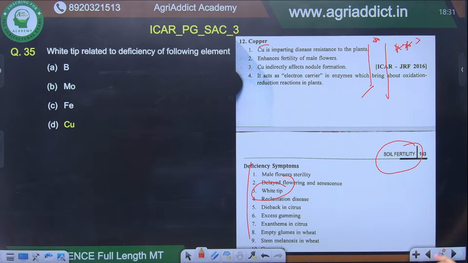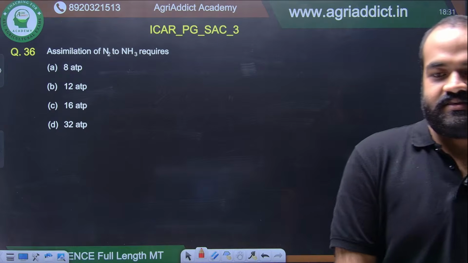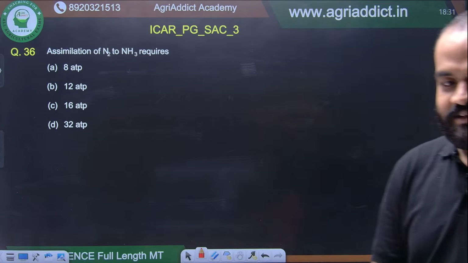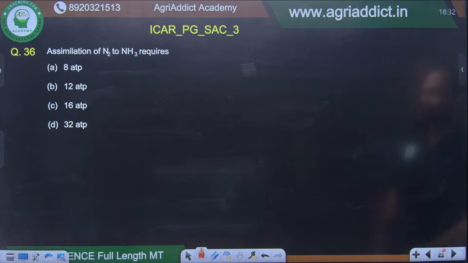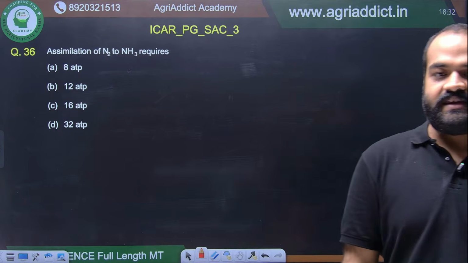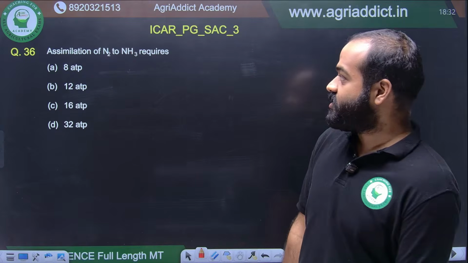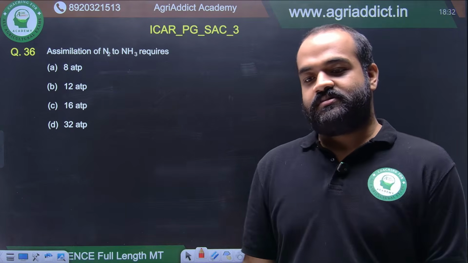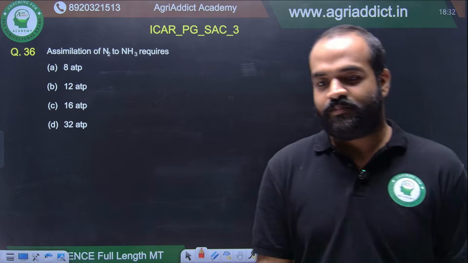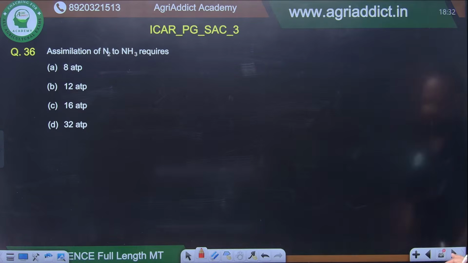All right, moving on. So this is a very interesting question. I personally like it very much. I like nitrogen so much. So what is the assimilation of N2 to NH3? It requires how much ATP? How many ATP is required for conversion of dinitrogen to ammonia? Yes, Harshvardhan, of course, it is 16.